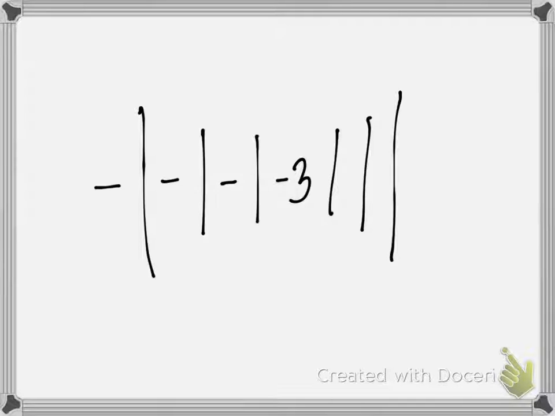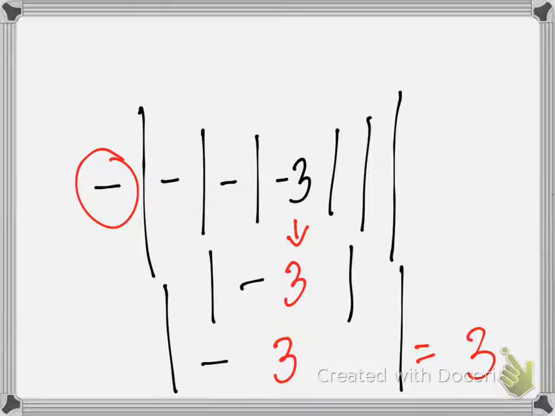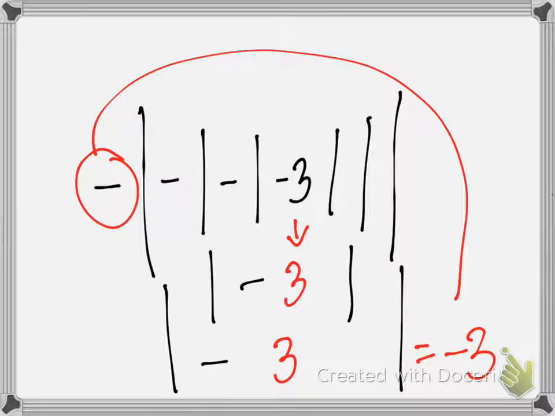Let's look at this problem. We always start in the most inner, because just like when we're doing our parentheses, we start in the most inner. So, first, what is the absolute value of negative 3? What do we get? 3. But we're still within this absolute value here, right? So now we have this. Again, what's the absolute value of negative 3? 3, right? But we're still within another absolute value. So now, what's the absolute value of negative 3 again? We get 3, but we have that negative on the outside, so it becomes negative 3.